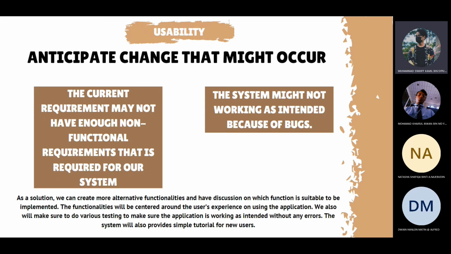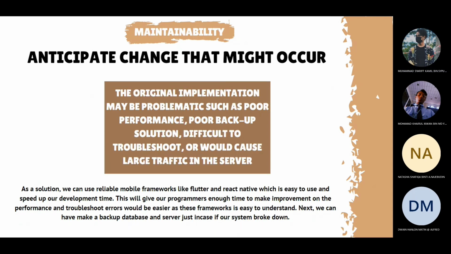And then the current system might not be working as intended because of bugs and errors. So for the solution for that, we would do various testing to make sure the application is working as intended without any errors. Basically, we will make continuous checking on the code and the functionality of our system so that it is working as intended. And we also will provide a simple tutorial for the new users after they download the app. Next slide is the maintainability.